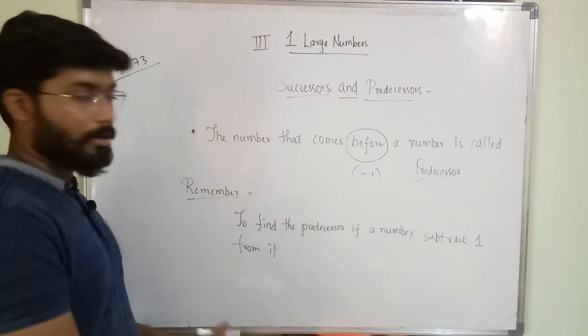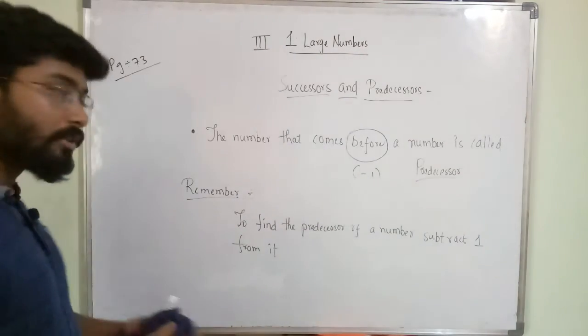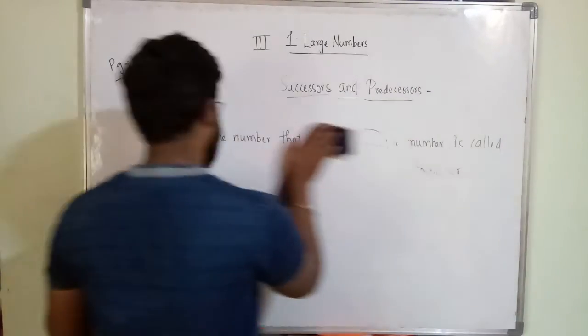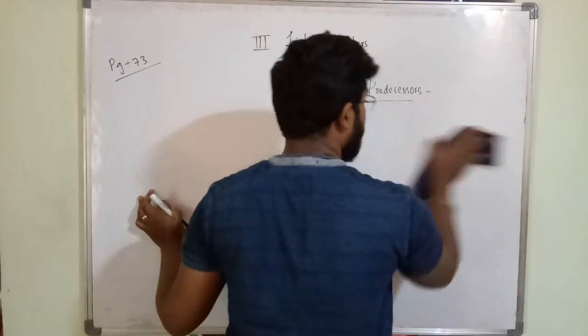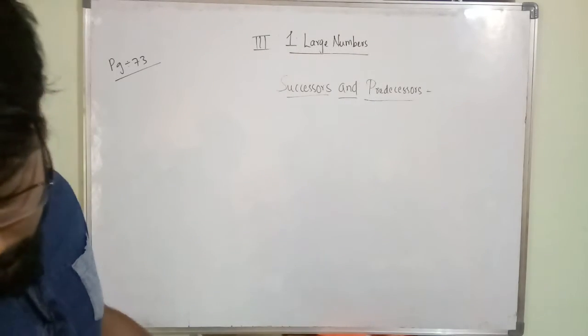Okay, so to find the successor, what do you have to do? You have to do +1 to the given number. You have to add one to the number. Okay, so let us see the examples. If we see the examples, it will be very clear for you. So what is the example?